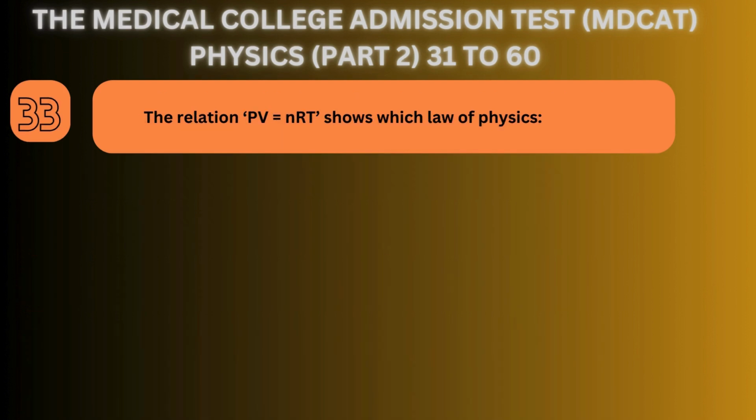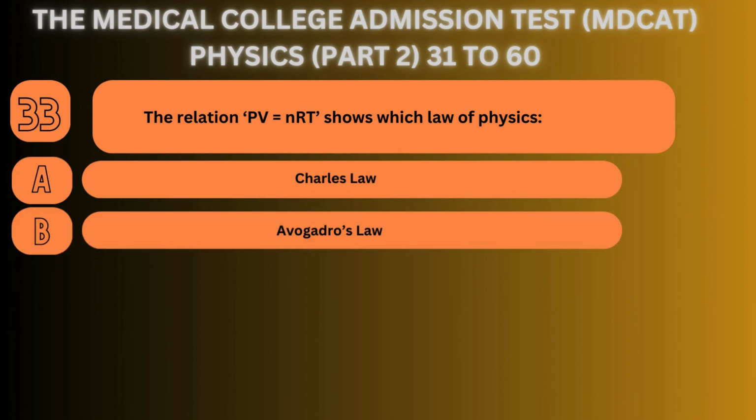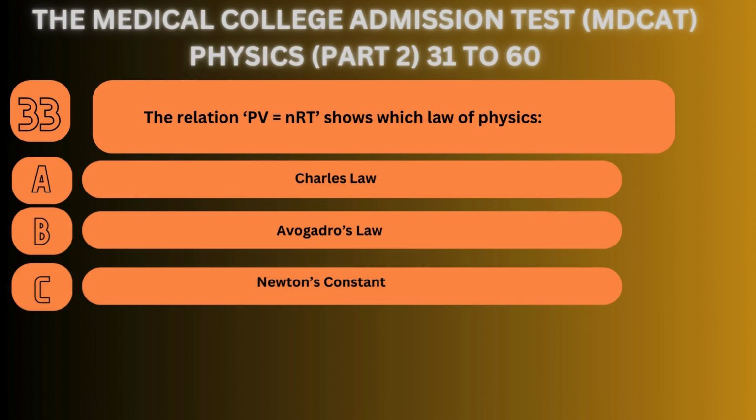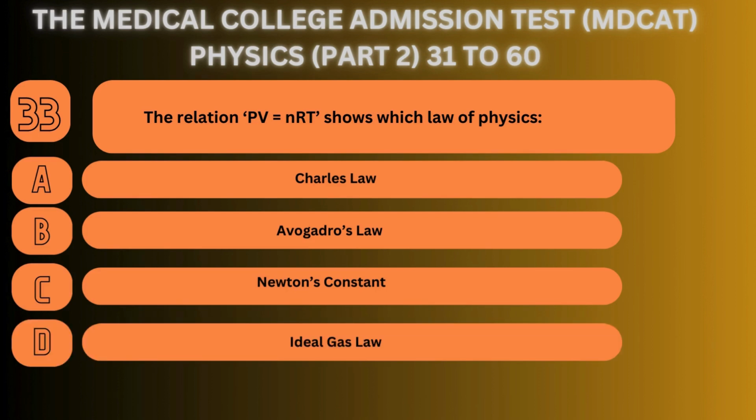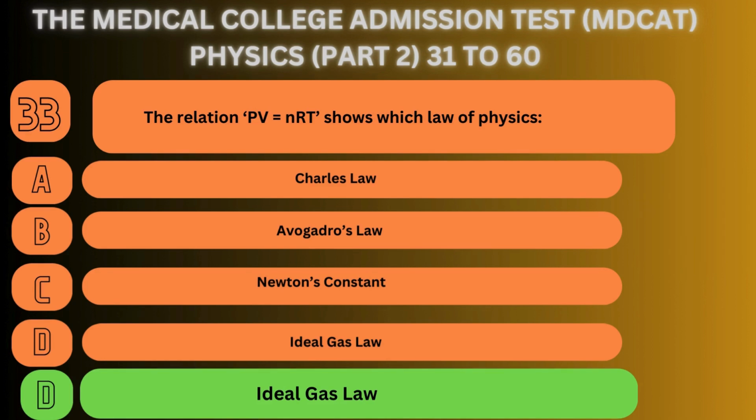Question number 33. The relation PV equals nRT shows which law of physics? Option A, Charles' law; option B, Avogadro's law; option C, Newton's constant; option D, ideal gas law. 5, 4, 3, 2, 1. Correct option is D, ideal gas law.